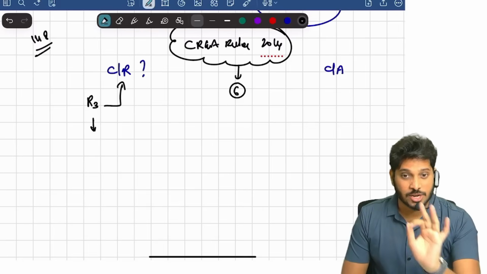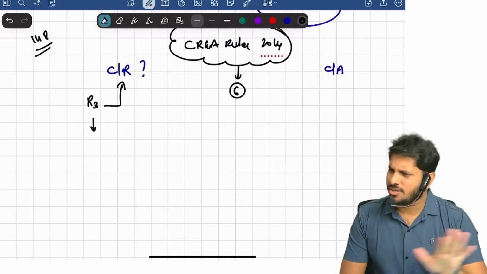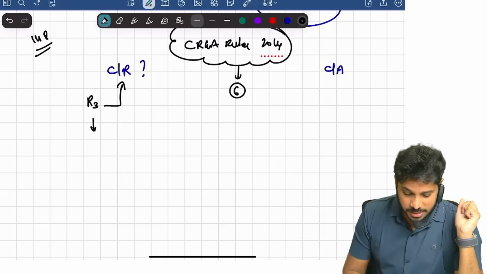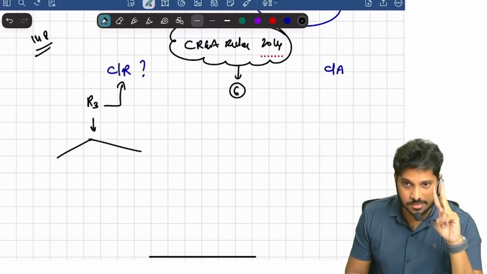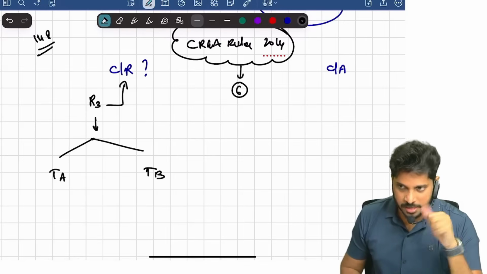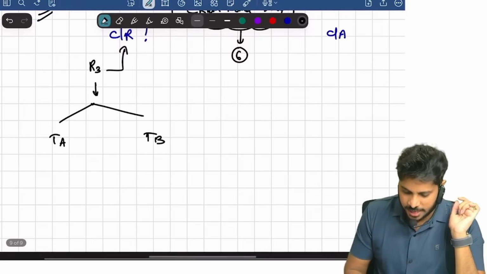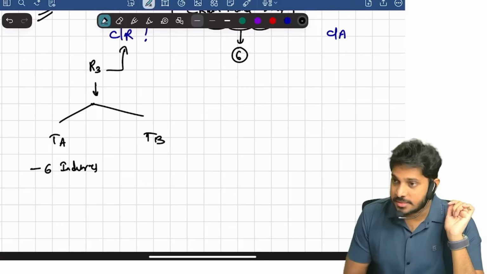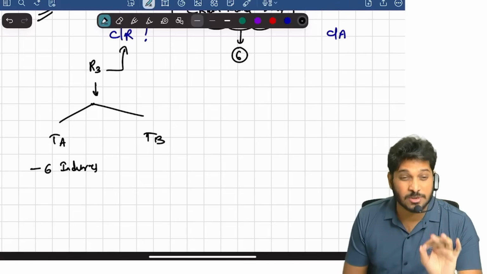Now, rule number 3 talks about which companies have to maintain cost records. Which companies are liable to maintain cost records? Not every company. You know what rule number 3 says? They gave 2 tables, table A and table B. In table A, they spoke about 6 industries.